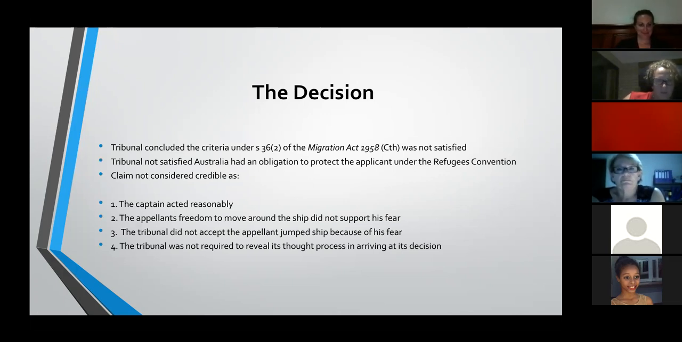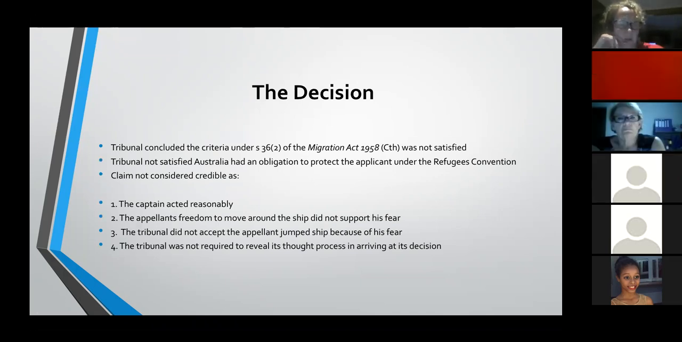The tribunal was not satisfied. The convention reasons for the Class XA protection visa included race, religion, nationality, political opinion, or being a member of a particular social group. The tribunal found that minor discrimination or minor harassment did not qualify as fear of persecution. The tribunal concluded that the criteria under Section 36, subsection 2 of the Migration Act was not satisfied. Therefore, the tribunal was not satisfied that Australia had an obligation to protect the applicant under the Refugees Convention.